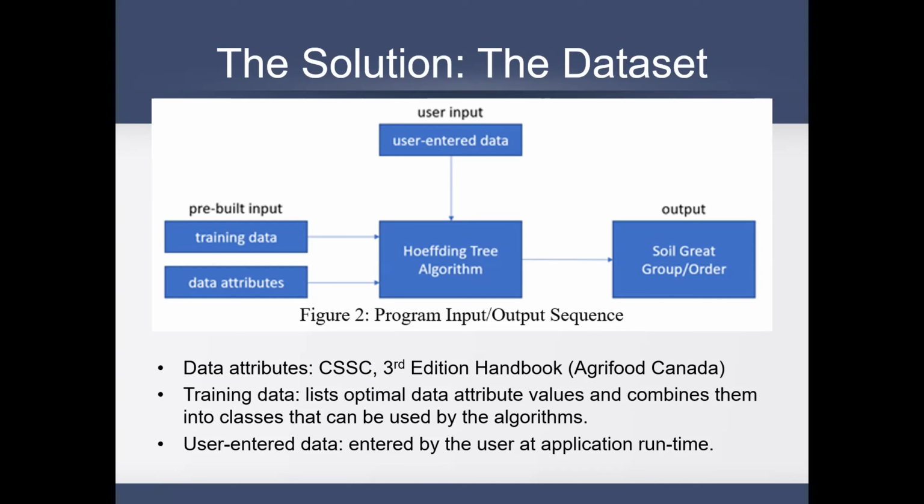Then we have the user entered data, where the user goes outside, digs a hole in the ground with a backhoe, takes a look at 3 feet of soil, and says, this is what I'm seeing, this is what I'm going to input into the algorithm. We take all 3 of these inputs and we come up with a grade, group, and an order.